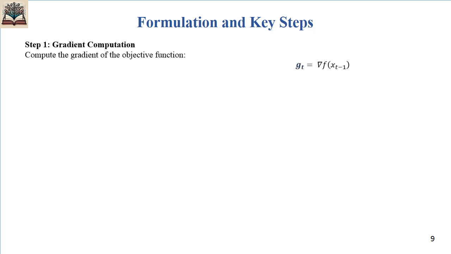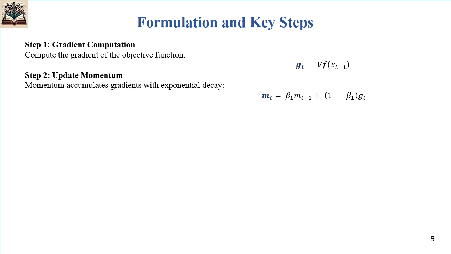In the first step, we compute the gradient of the objective function. In the second step, we update the exponential moving average of the gradients, also known as momentum. In this step, the effect of the gradients on the update direction is taken into account. Momentum accumulates gradients with exponential decay. The decay rate for momentum determines how much influence the current gradient and the previous gradients have.